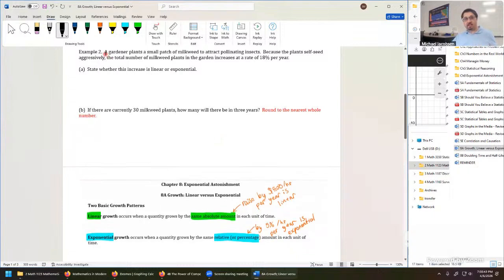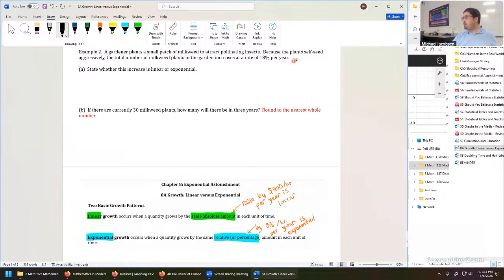This one has a really short context. It just says, a gardener plants a small patch of milkweed to attract pollinating insects, which you have to wonder about the judgment there. It literally says weed in the name, but this is what they did. It says next, because the plant self-seeds aggressively, the total number of milkweed plants in the garden increases at a rate of 18% per year.